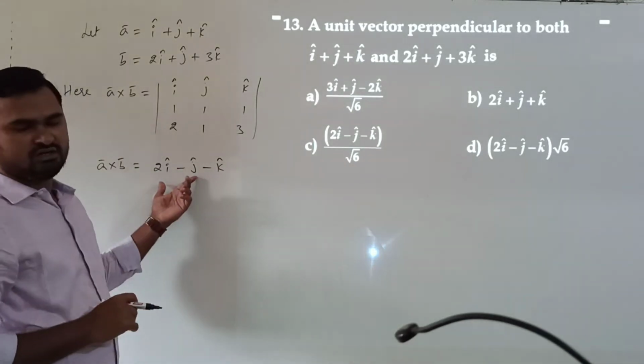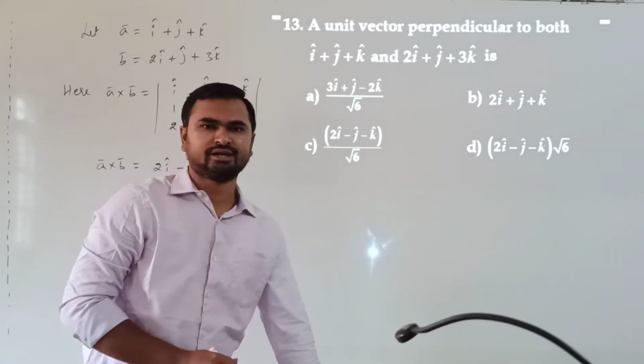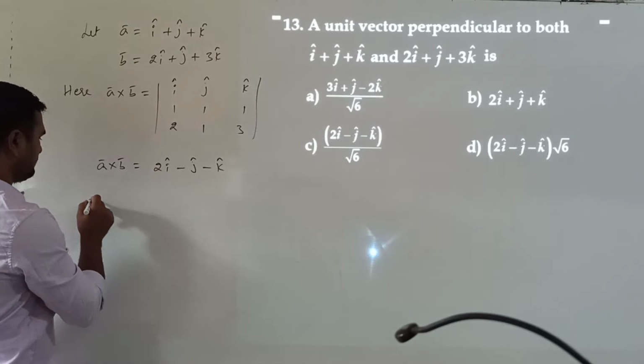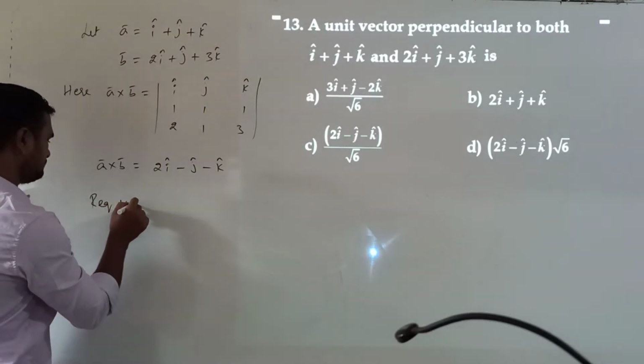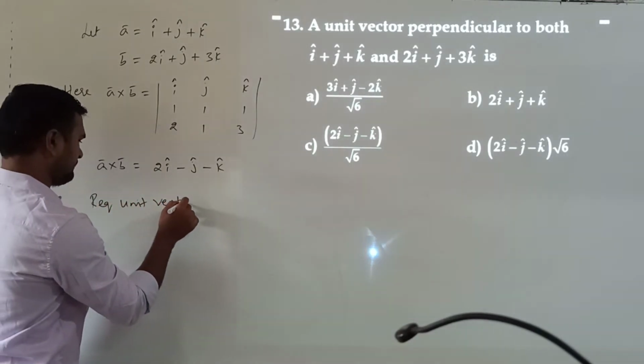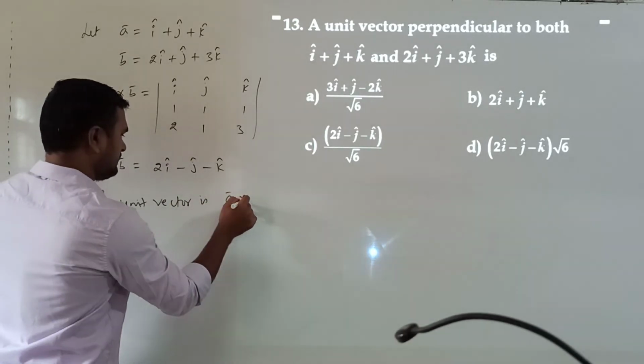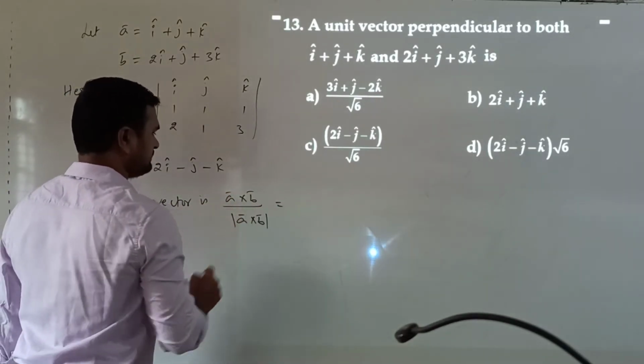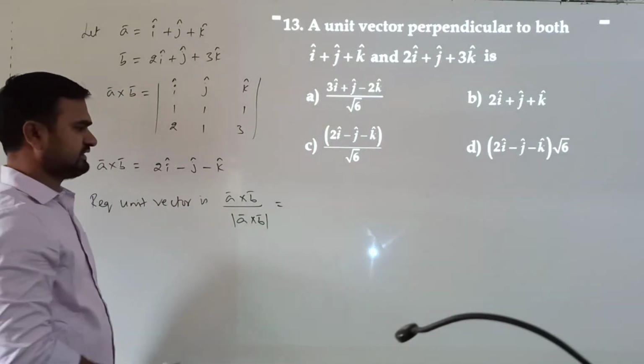So this vector will be perpendicular to both a bar and b bar. Now we need a unit vector. So the required unit vector is a bar cross b bar divided by its magnitude. Okay, this is the unit vector required.